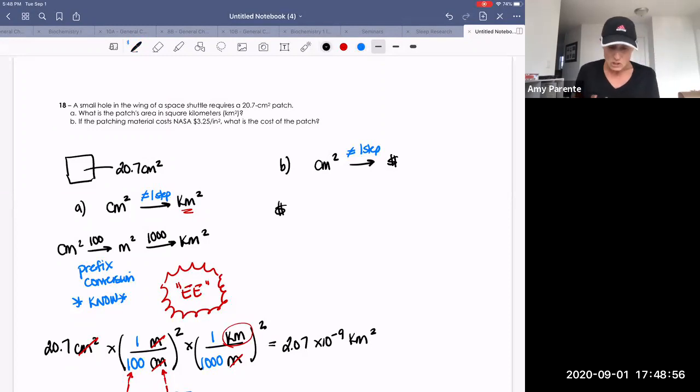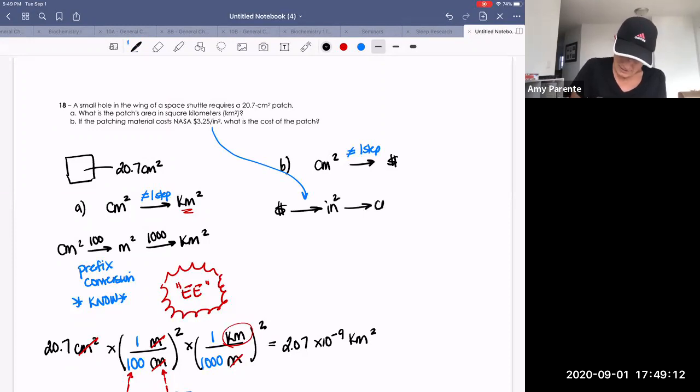Well, I do have something that has dollars. The piece of information that I know that has dollars is this guy that's given. So that's going to get me to inches. Now I know I can relate inches to centimeters, just like I did in my previous step, but this is going to be a special unit conversion. It's going to be one of those English to metric ones. Those are ones that I'm going to give you. All right, so I kind of worked backwards from this.